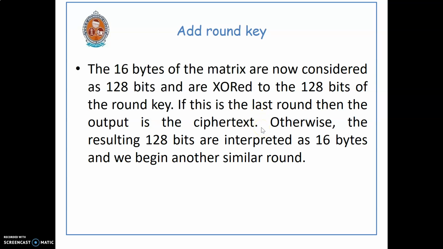Add round key. The 16 bytes of the matrix are now considered as 128 bits and are XORed with the 128 bits of the round key. If this is the last round, then the output is the ciphertext. Otherwise, the resulting 128 bits are interpreted as 16 bytes and we begin another similar round.